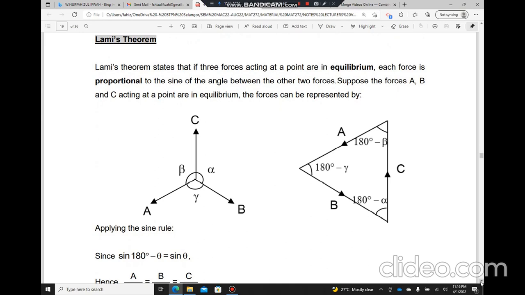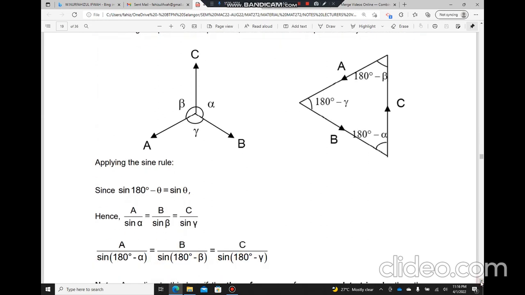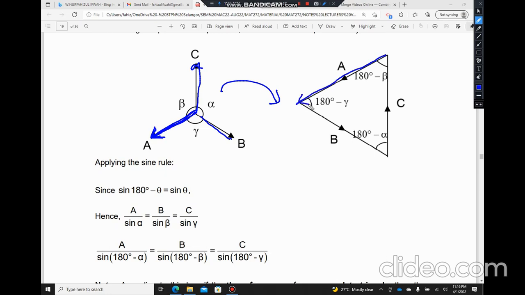Suppose the forces A, B and C acting at a point are in equilibrium, the forces can be represented by, okay, so cuba kita tengok dekat sini. Okay, contoh kat sini macam mana dikatakan dia adalah Lami's theorem. So kita ada three forces here which are A, B and C. Bila kita ada A, B and C, kita boleh combinekan dia, convert dia kepada bentuk triangle. Kita jangan ubah direction and magnitude. A dia ke bawah kan, macam ni. So kita kekalkan A, A ke bawah macam ni.